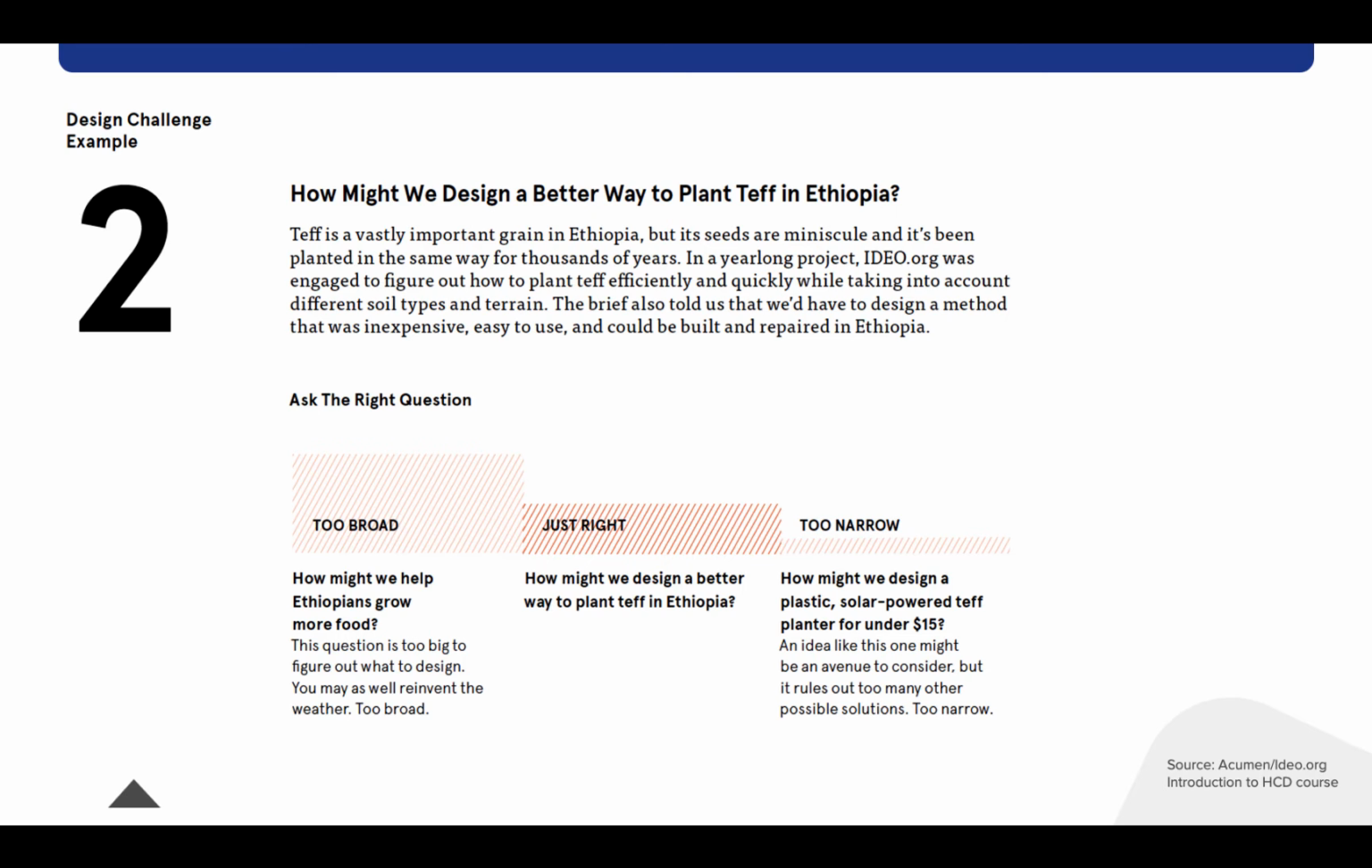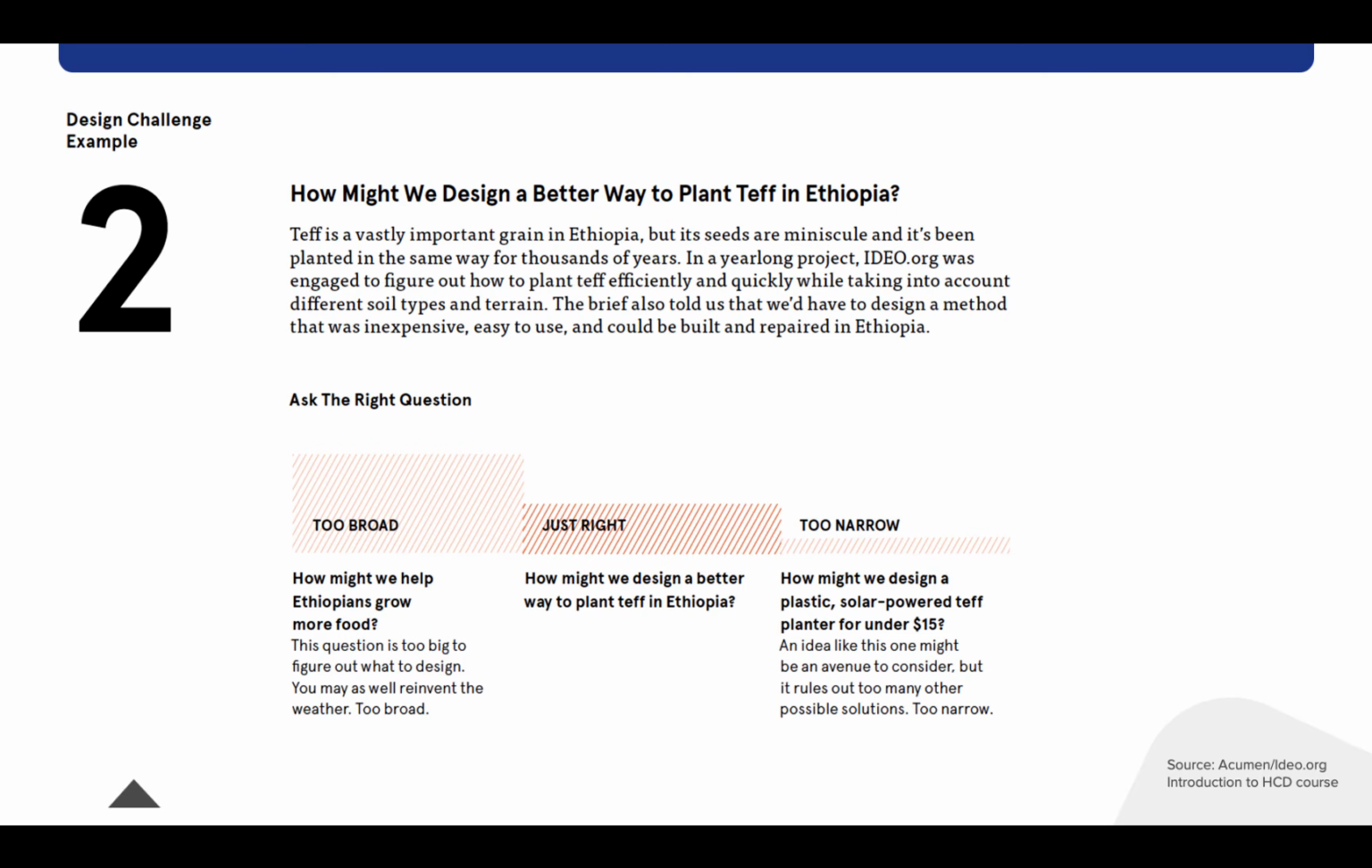How might we design a better way to plant teff in Ethiopia? But let's look at some other examples, some other ways in which this question could have been framed. It could have been framed as, how might we help Ethiopians grow more food? But again, this would be too big of a question. It would bring us to so many different possibilities, we wouldn't even know where to start from.